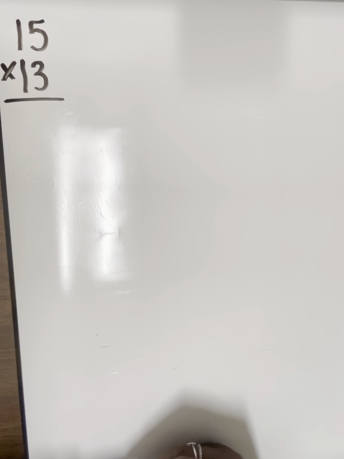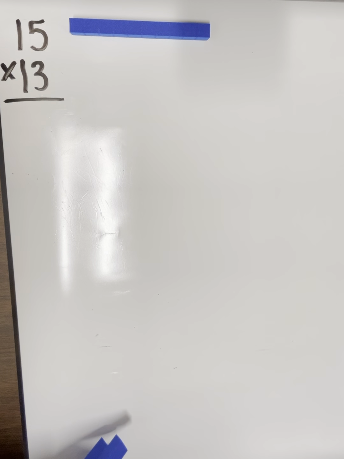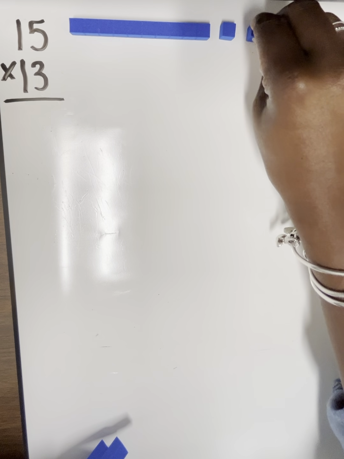Let's take a look at 15 times 13. We're going to walk through this using the concrete, representational, and abstract with meaning. Looking at the concrete, using our base 10 blocks, we're going to model 15. So we have 1 ten and 5 ones.